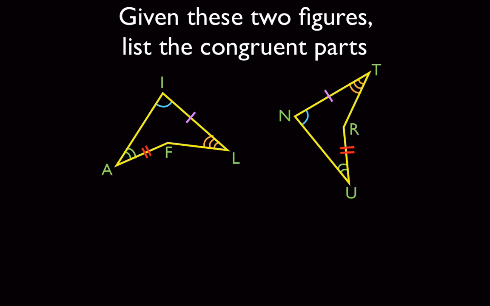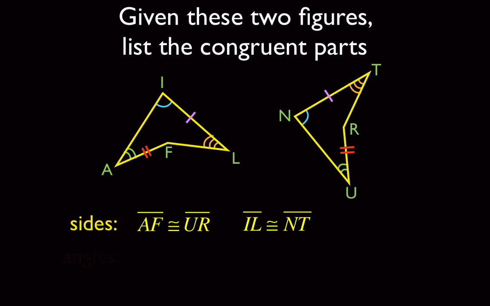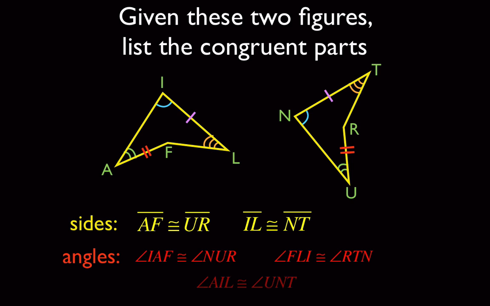Okay, so first let's start with our sides. You can see we have 2 sides labeled here. AF and UR are the same with a double red. IL and NT with a single purple. Moving along to angles, here we have 3 angles. IAF is the double green, and URN is the double green as well. FLI is the triple orange, and RTN is the triple orange. And lastly, AIL is my single blue, and UNT is my single blue on the other figure.